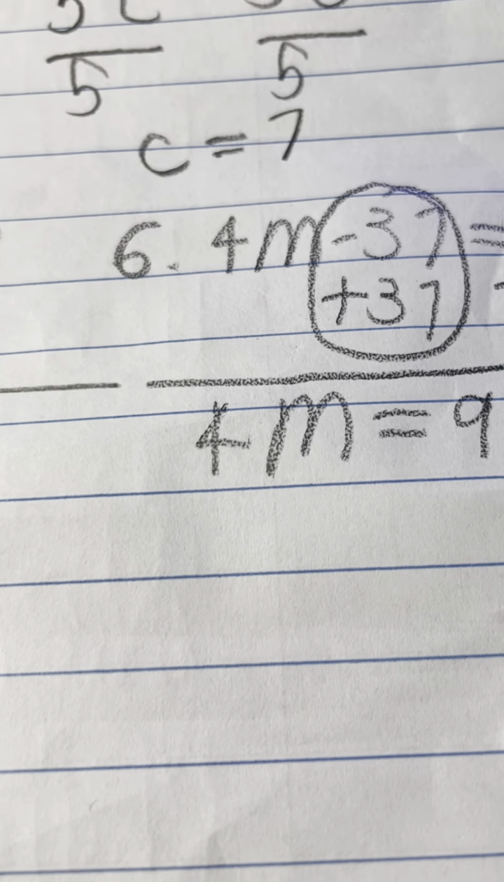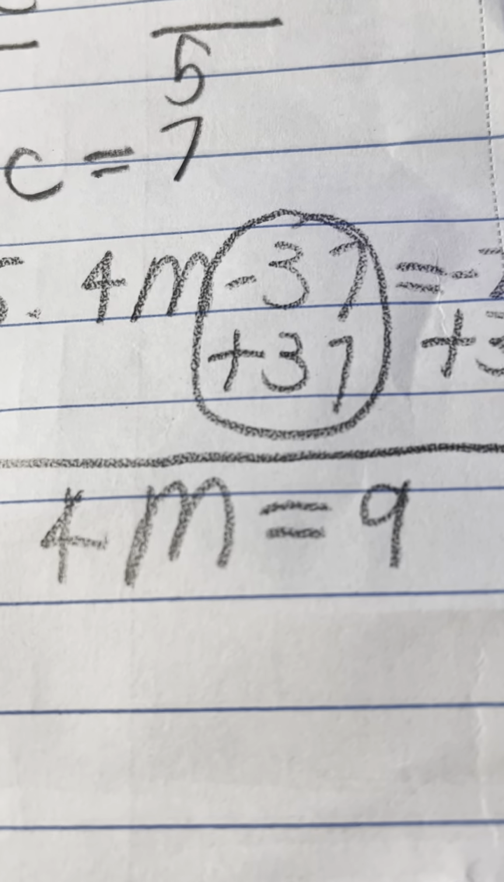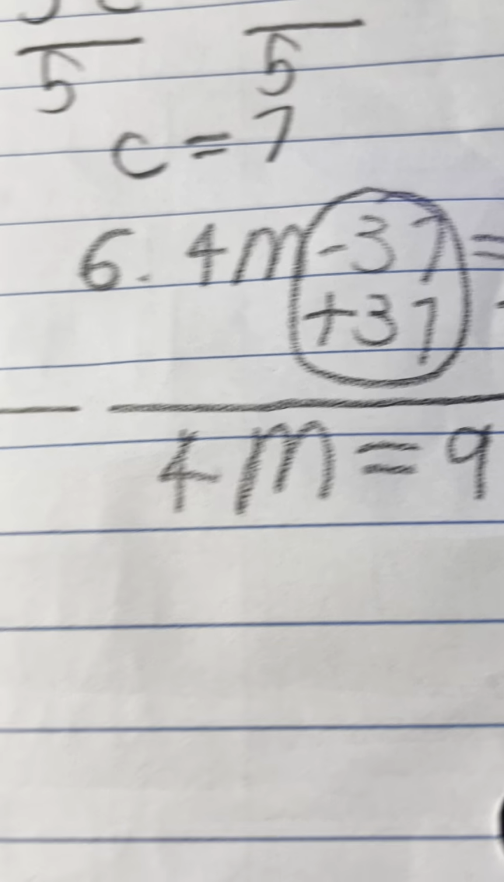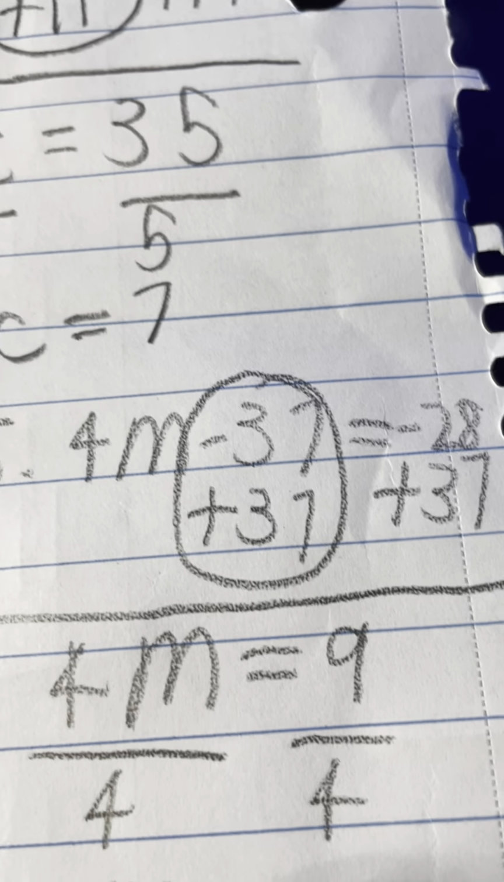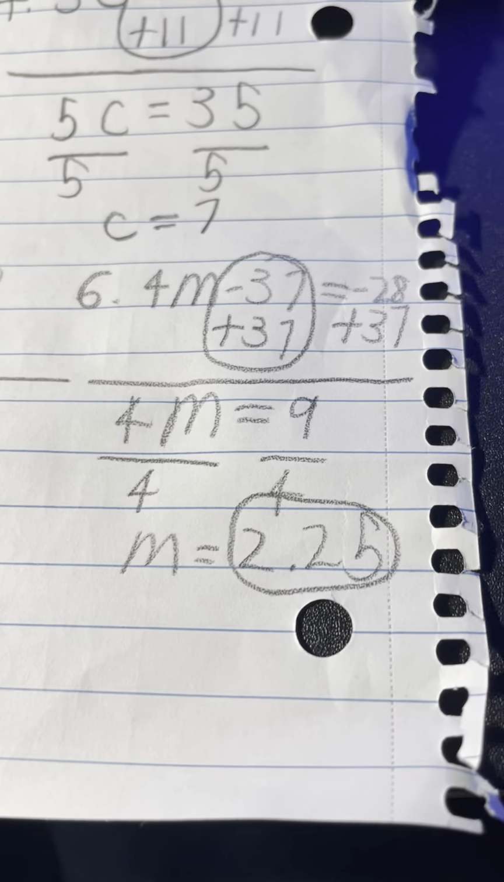Now, we're still not done. We got to get the letter alone. So, we know what to do. What is the opposite of multiplication? Division. So we divide it by 4. And then m will give us our final answer. So what's 9 divided by 4? 2.25. And that is our final answer. M equals 2.25.